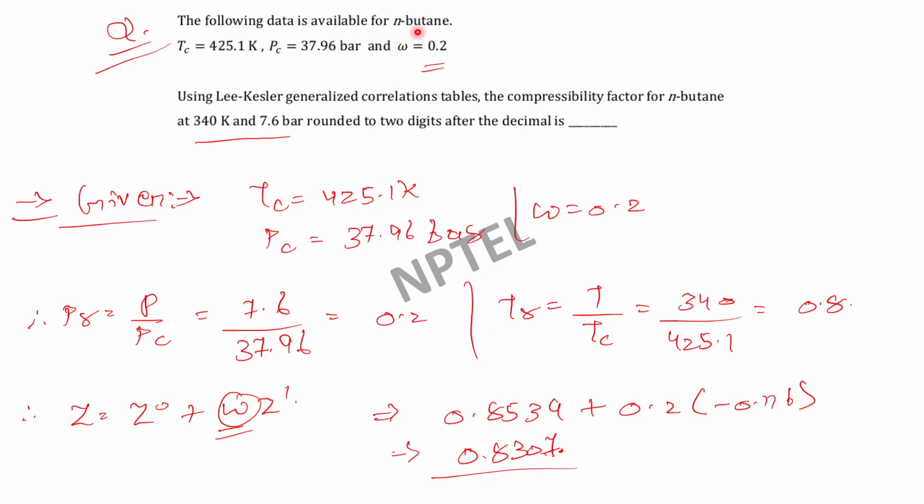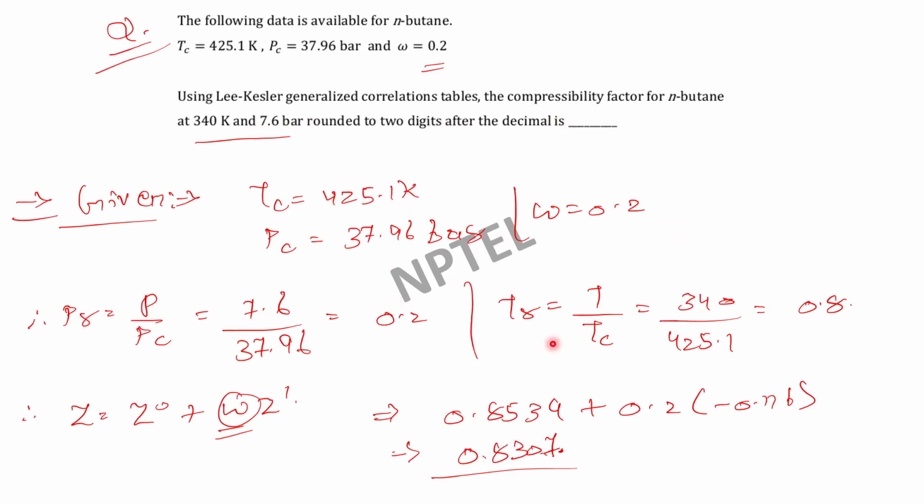The following data is available for n-butane: the critical temperature, critical pressure, and the eccentric factor. Using the Lee-Kesler general correlation tables, the compressibility factor for n-butane at a temperature of 340 Kelvin and pressure of 7.6 bar, rounded to 2 digits after decimal, is? So we need to find out the compressibility factor Z. We have been given critical temperature 425.1 Kelvin, critical pressure 37.96 bar, and omega is 0.2.